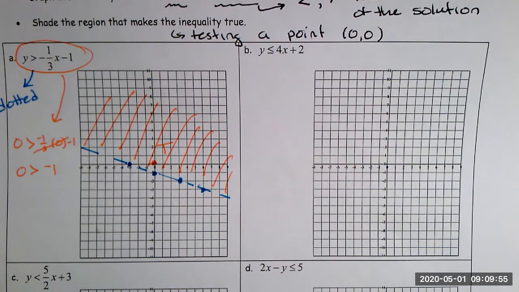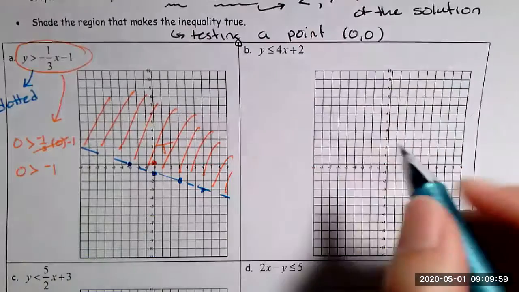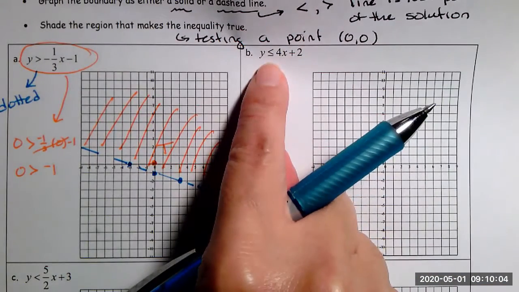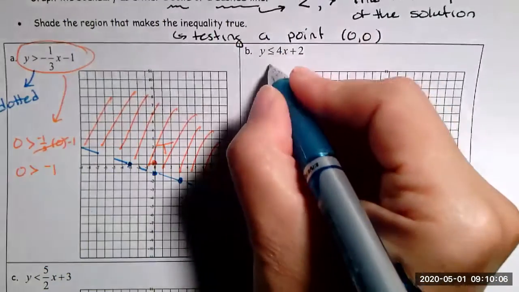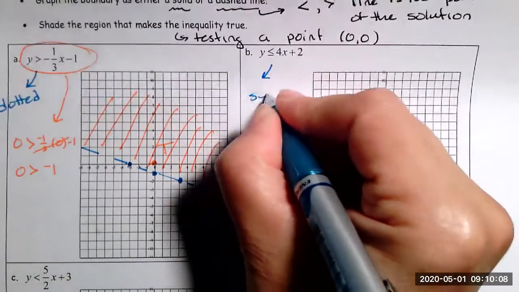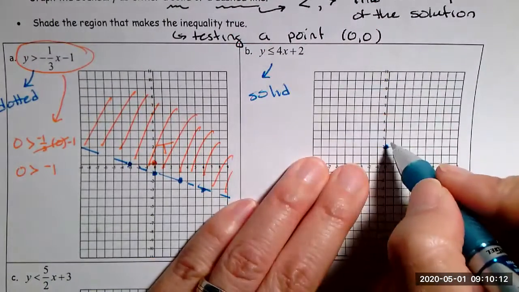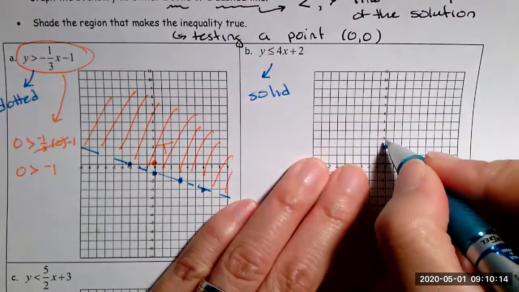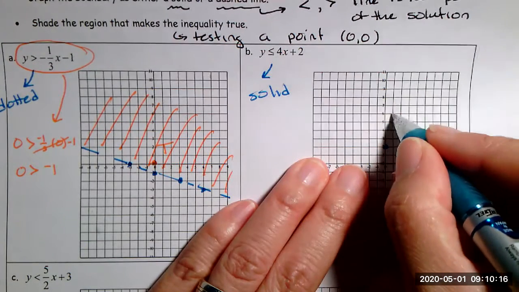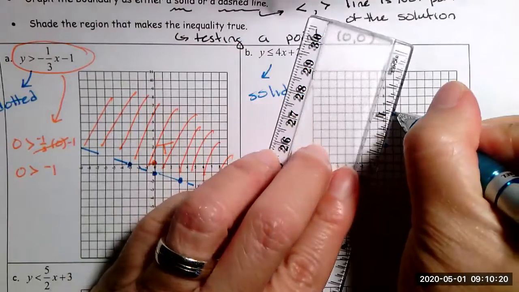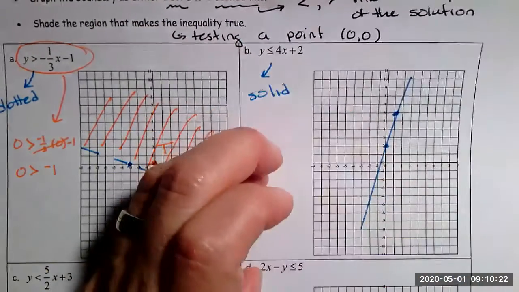Go ahead and try that one. All right, my y-intercept is 2, and then I'm going to ask myself, am I going to be solid or dotted? This is going to be solid. So now I'm going to go to my slope, which is 4, up 4, 1, 2, 3, 4, over 1. It's solid. Let me go ahead and draw my solid line.